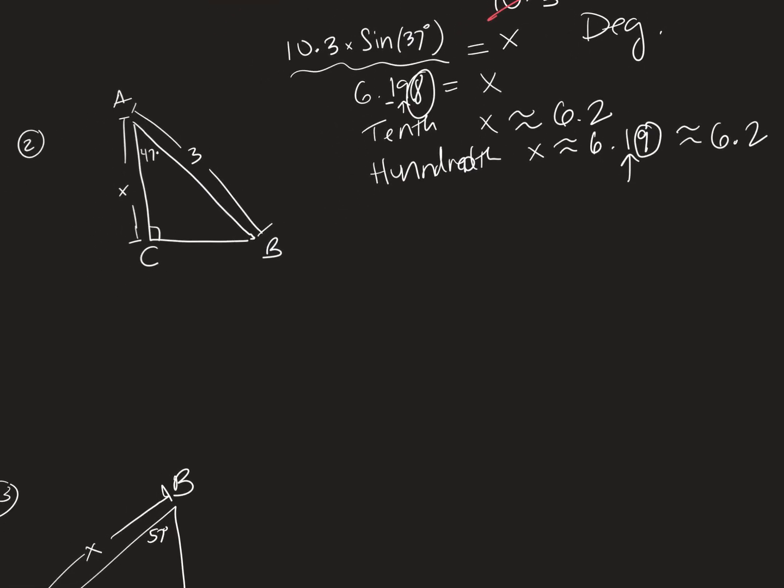Okay, again, the first thing we do is label the triangle. Go to the angle, go across, that's opposite. Go to the 90 degree, go across, that's hypotenuse. Whatever is left is adjacent. Then we're going to write SOHCAHTOA.